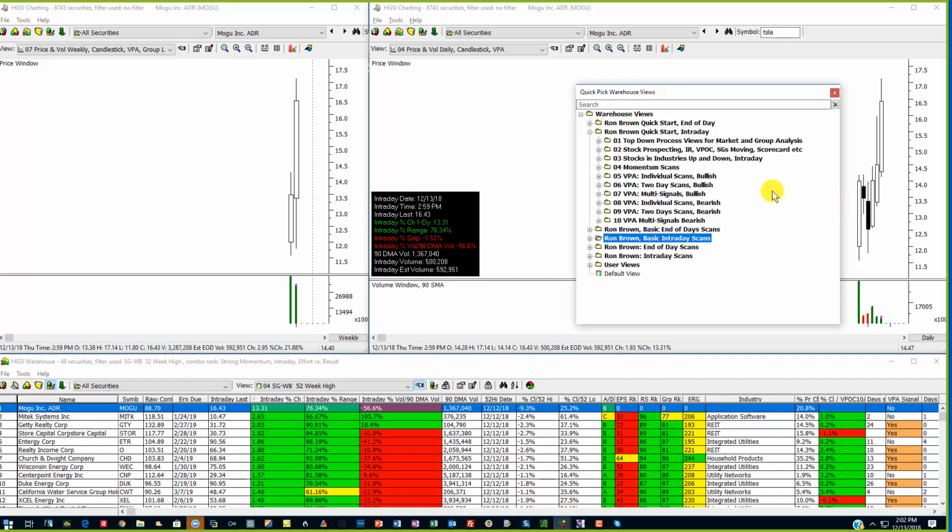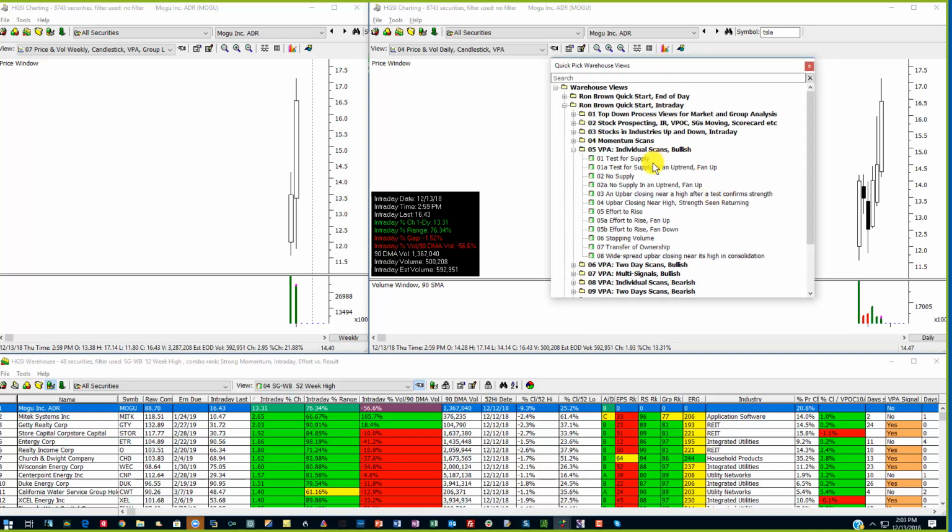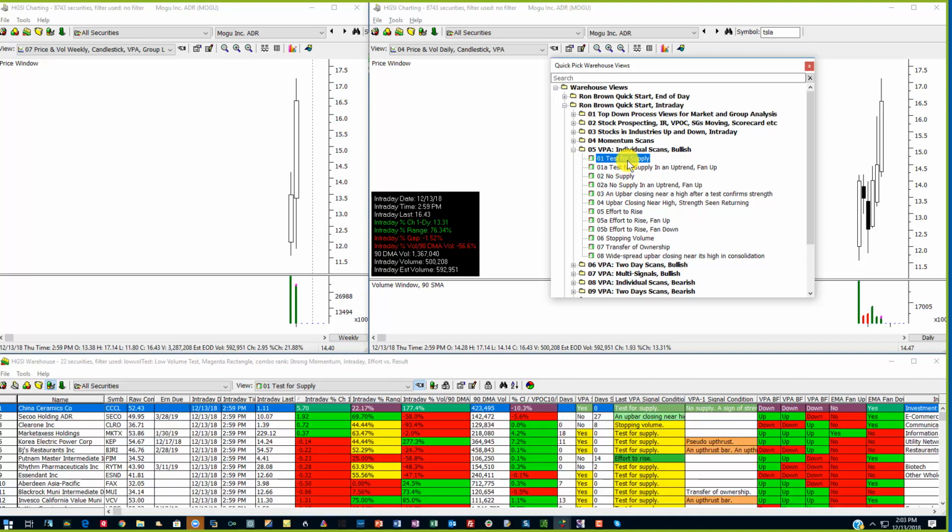All right, I'm going to work with the intraday, since it is intraday, and most of the changes I've made are the rearranging of these VPA folders, and I've added a few scans. I'll just go through these, and I think that's probably the best thing to do. So I'm in all securities, and you're familiar with tests for supply.